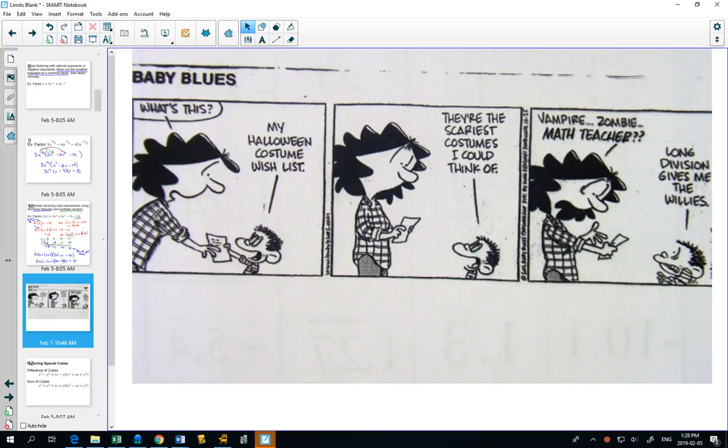Now, synthetic division and long division are the same sort of thing, so that's why it's here. All right.